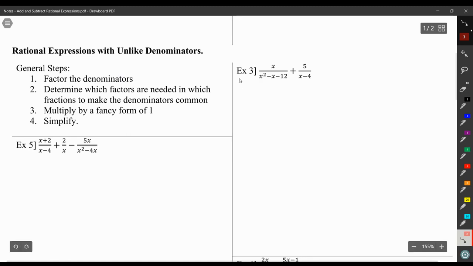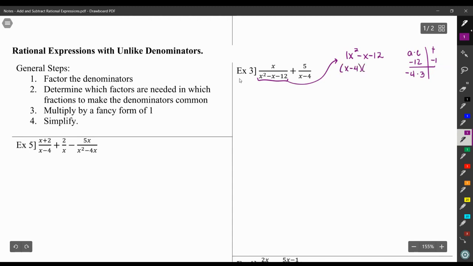So for example 3, here on the right, we have x squared minus x minus 12 in the denominator. So I know that this is something that I can factor. So I'm going to do that over here on the side. So x squared minus x minus 12. So because the a value is 1, we can do our shortcut. We need 2 numbers that multiply to be negative 12, but add up to be negative 1. So the 2 numbers that do that are negative 4 times 3. So those are our factors, x minus 4 times x plus 3.